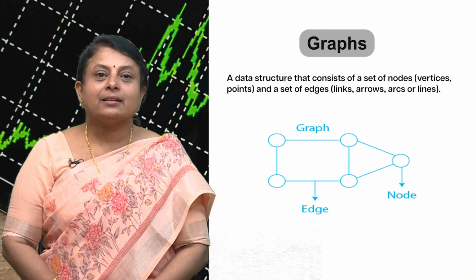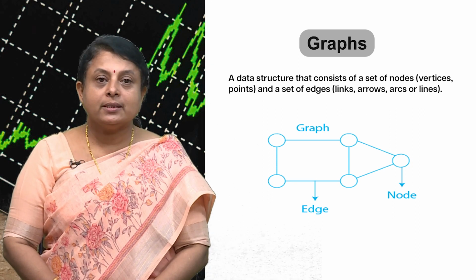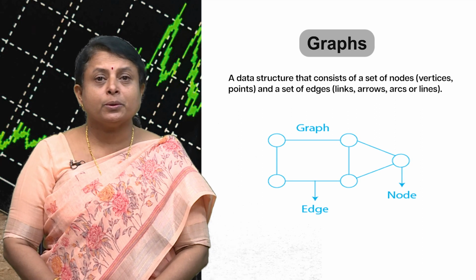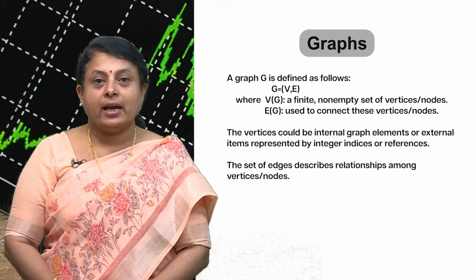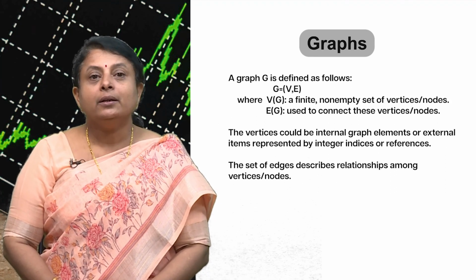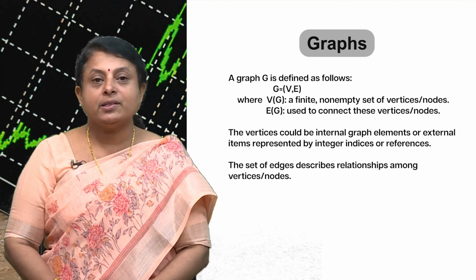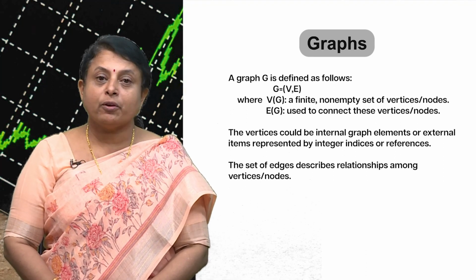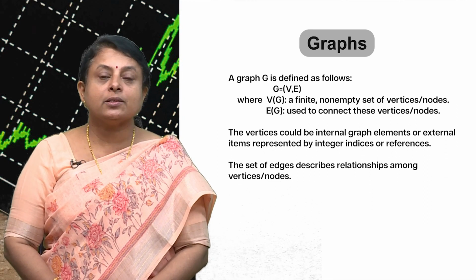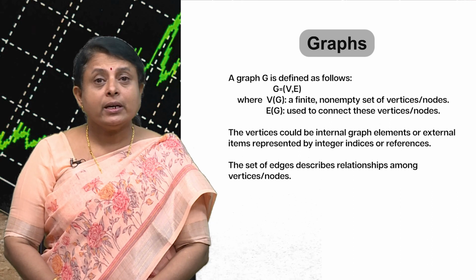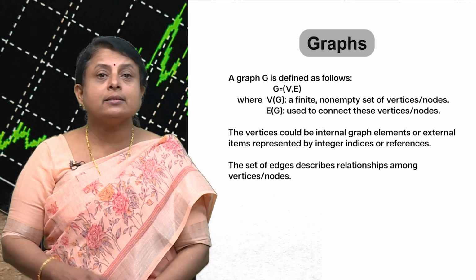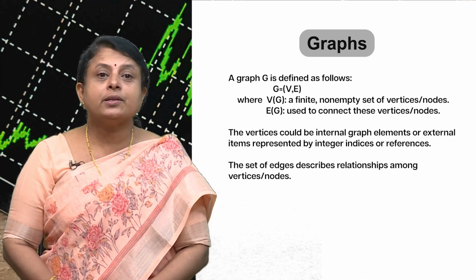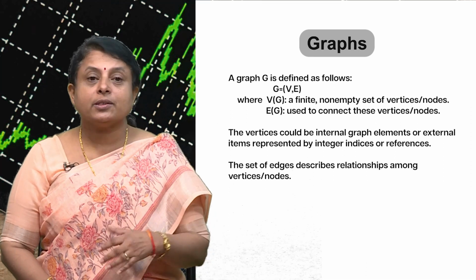Let's see what is a graph. A graph is a data structure that consists of a set of nodes, also known as vertices or points, and a set of edges, also known as links, arrows, arcs or lines. A graph G is defined as G = (V, E), where V(G) is a finite non-empty set of vertices or nodes, and E(G) is a set of edges used to connect these vertices or nodes. The vertices could be internal graph elements or external items represented by integer indices or references. The set of edges describes relationships among these vertices or nodes.